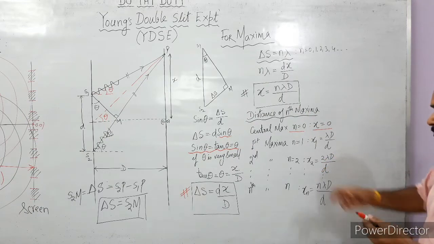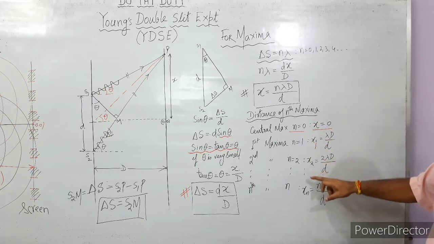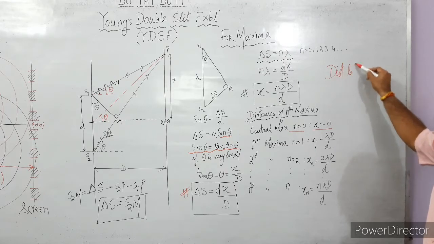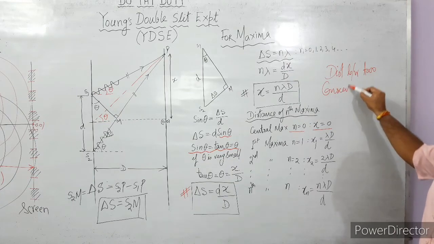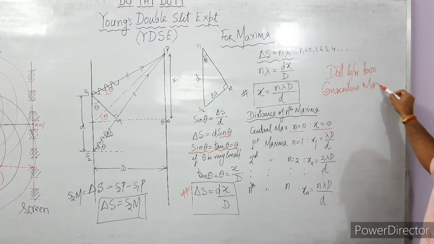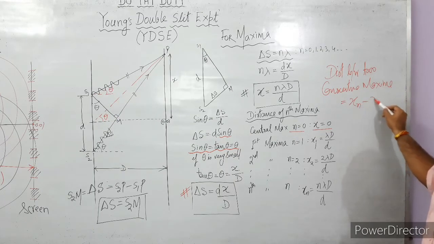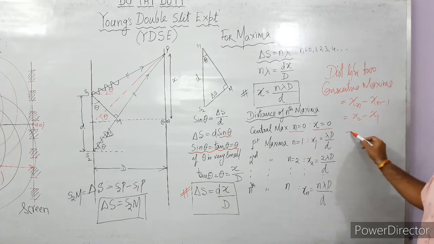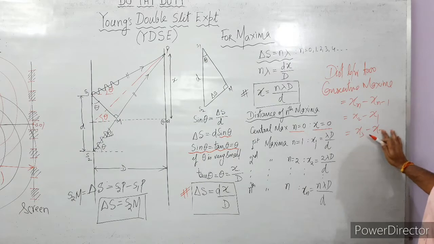If we find out the distance between two consecutive maximas, that is x1 minus x0, x2 minus x1 or x3 minus x2, so what is the distance between two consecutive maximas? Distance between two consecutive maximas is going to be xn minus x(n-1). Or you subtract x1 from x2, or x2 from x3, and so on.